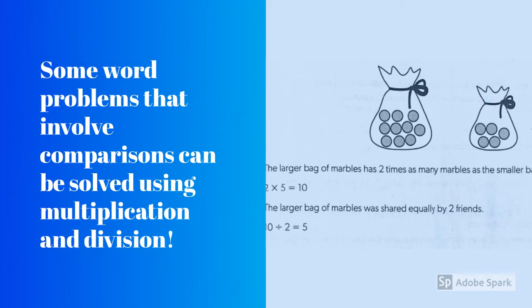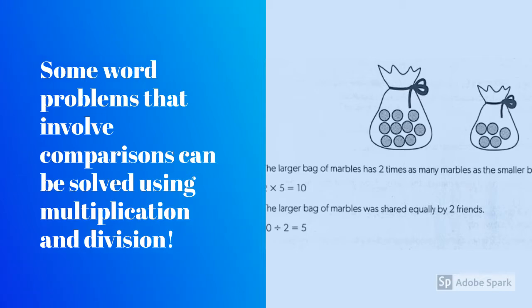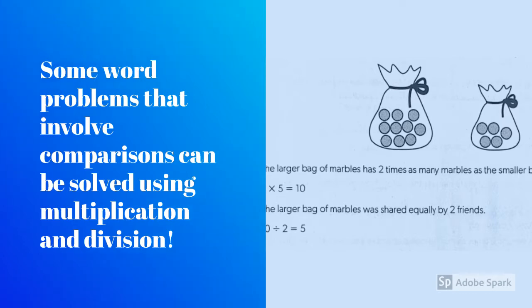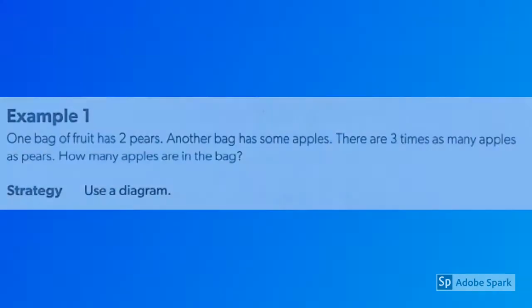Some word problems that involve comparisons can be solved using multiplication and division. Comparisons are things that compare two things. So, "2 times as many" is an example on here. Maybe "4 times less" is a comparison. Anything that compares two things.